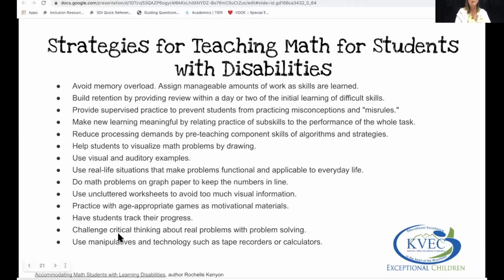Are there any strategies that are not here that you provide for your students to help them with their disability? Because you guys are all experts. You're really good at your jobs. What do you provide for your students that allow them to access the curriculum? Just give everybody a few minutes to think about other things that you may use.